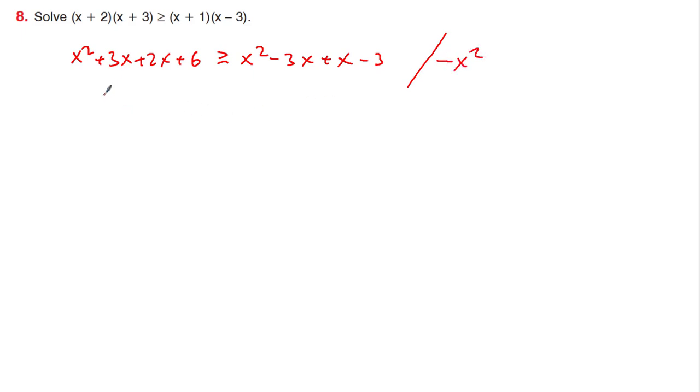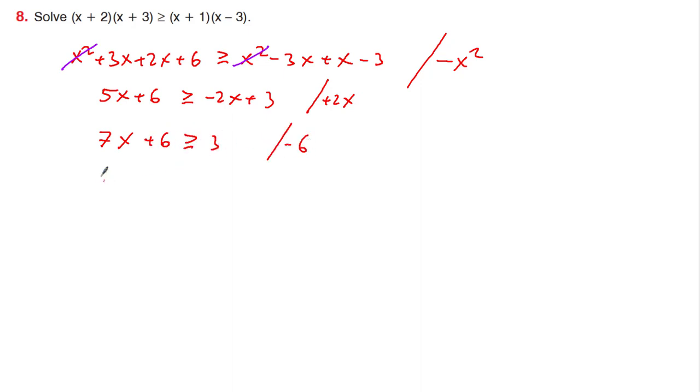Subtract x squared from both sides. We just cancel these. And on the right side, what do we have? We have 5x plus 6 is greater than negative 2x plus 3. Add 2x. We get 7x plus 6 is greater than 3. Subtract 6. 7x is greater than negative 3. Divide both sides by 7 and we get x is greater than or equal to negative 3 over 7.